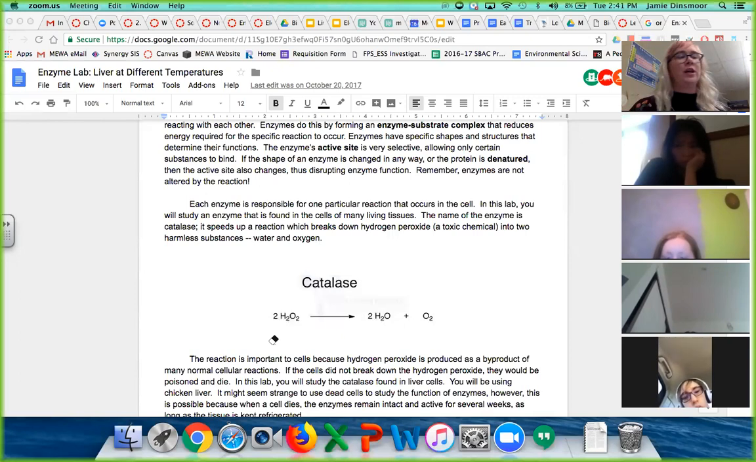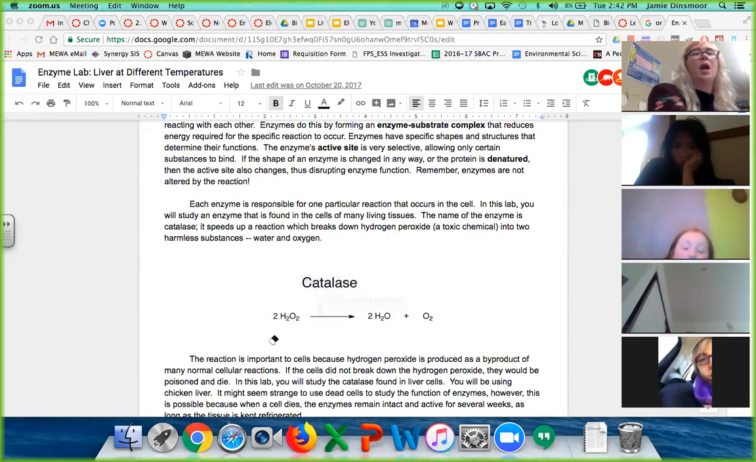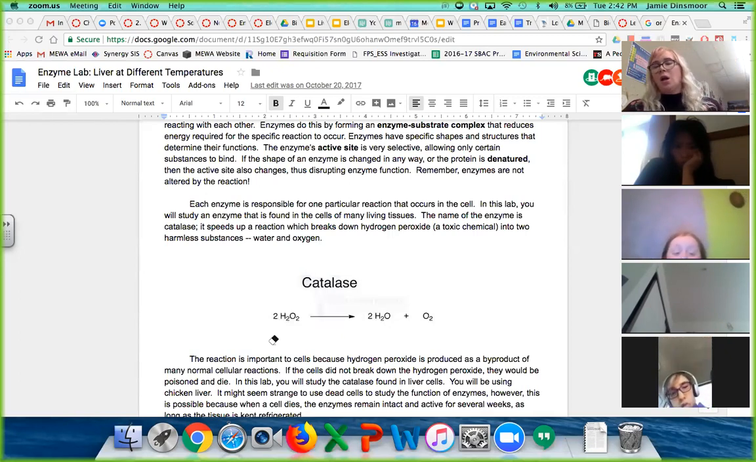Well, guess what? Chicken liver, which looks like this, just looks like a liver. It's brown and bloody, dripping blood on me a little bit. Chicken livers contain a ton of catalase. Basically, any organ does. But in this case, what catalase does is it breaks down hydrogen peroxide into water and oxygen.